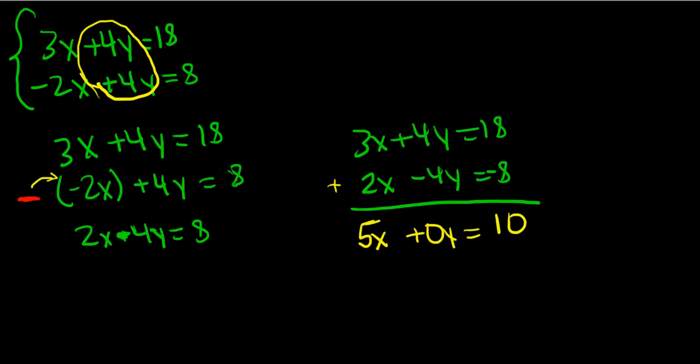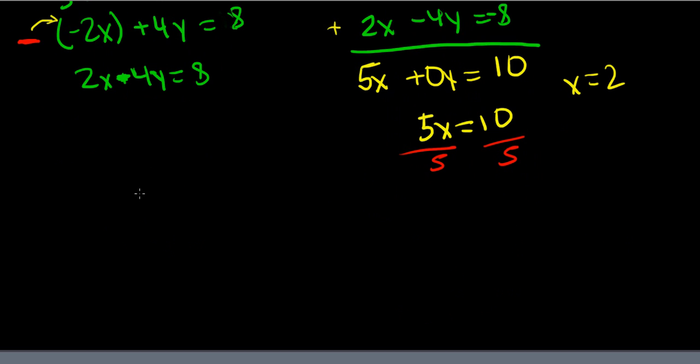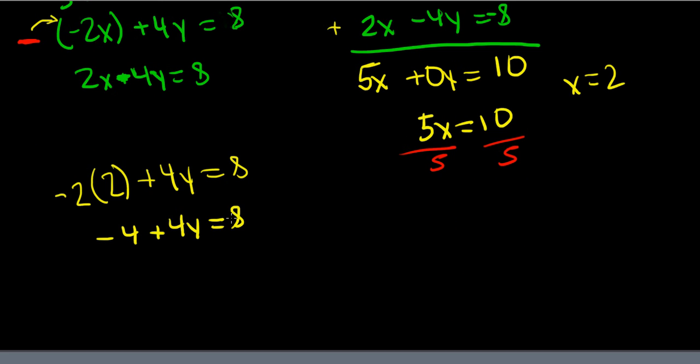So now we want to solve for the x variable. We have 5x equals 10. In order to isolate x, we have to divide both sides by 5, which leaves us with x equals 2. Now that we know what x equals, we can take the x value that we have and plug it back into the second equation. So we see the second equation is negative 2x plus 4y equals 8. We're going to go ahead and plug in the 2 for the x, so negative 2 times 2 plus 4y equals 8. That simplified would be negative 4 plus 4y equals 8.